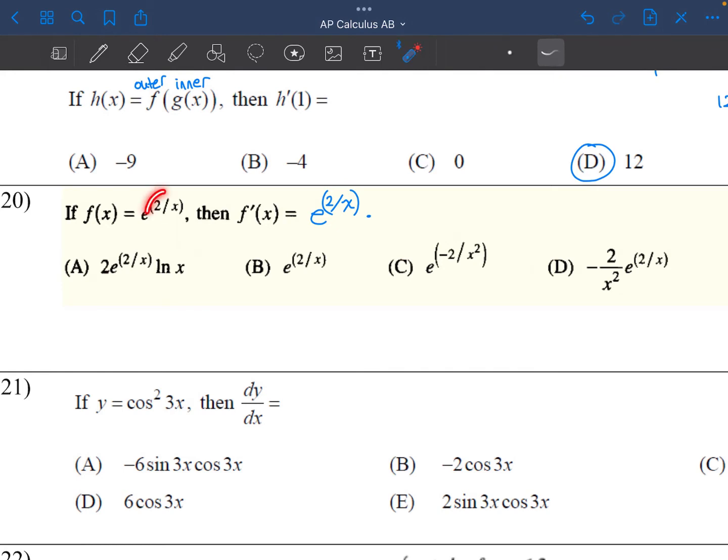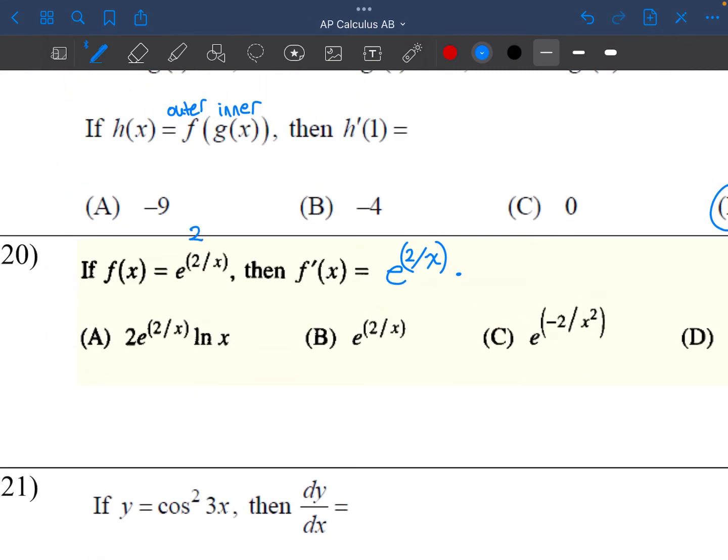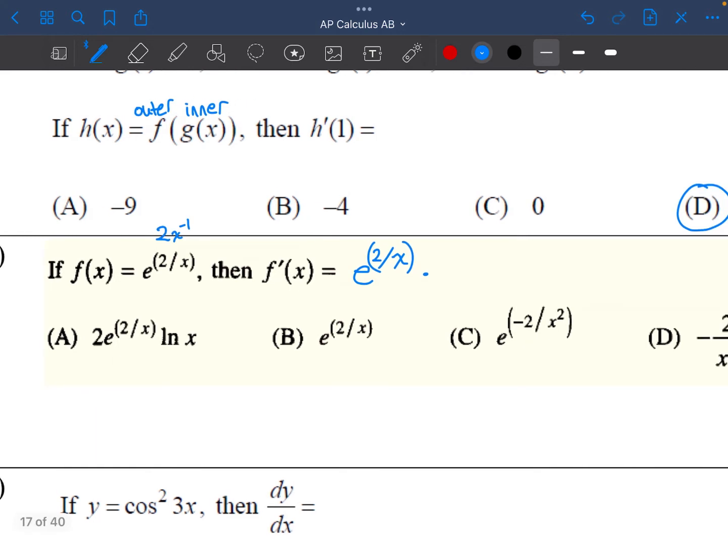And now I need to rewrite this inner. Instead of writing this as 2 over x, I'm going to write that as 2 times x to the power of negative 1. I don't like the fraction there because I need to take the derivative, and I don't want to use quotient rule because quotient rule is rough. Now I'm ready to go. I don't have to use quotient rule. I can just use your normal power rule.